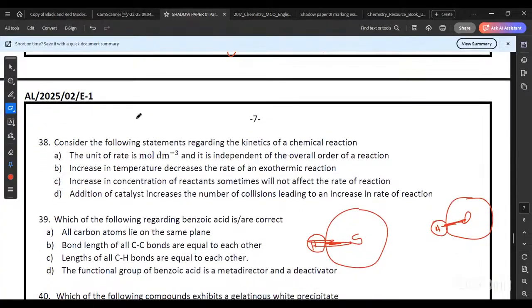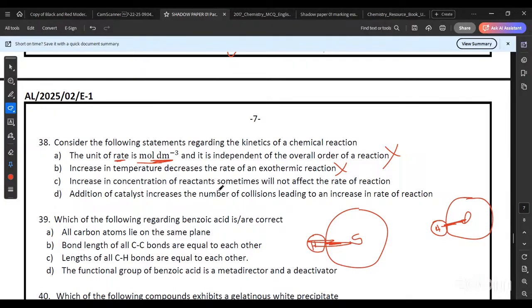38th one. Consider the following statements regarding kinetics of a chemical reaction. The unit of rate is mole per cubic decimeter per second. Increase in temperature decreases the rate of an exothermic reaction. No. Increasing temperature always increases the rate. Whether it's exothermic, endothermic, anything, if you increase temperature, the rate will increase.